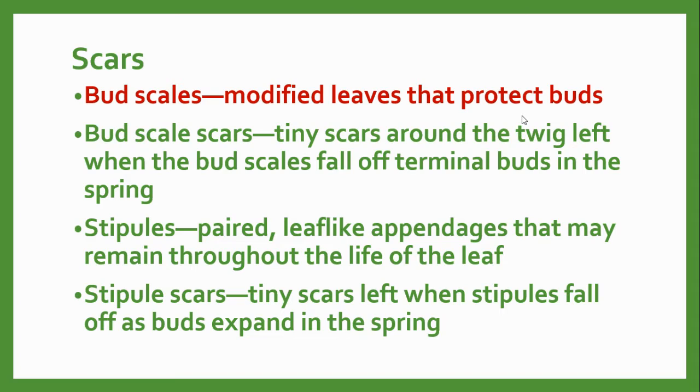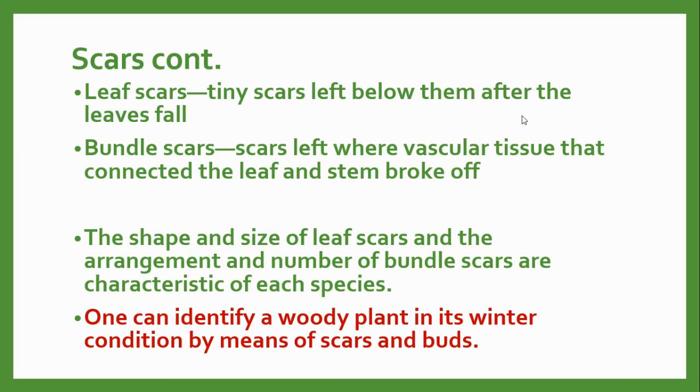And then there are scars. These are bud scales. They are modified leaves that protect the bud. Bud scale scars are tiny scars around the twig that are left when the bud scales fall off of the terminal buds in the spring. Stipules are paired. They're leaf-like appendages that may remain throughout the life of the leaf. And stipule scars are tiny scars left when stipules fall off as buds expand in the spring.